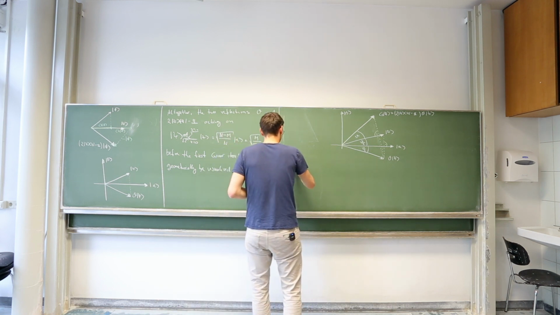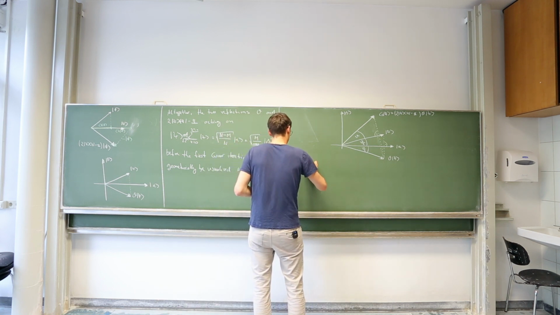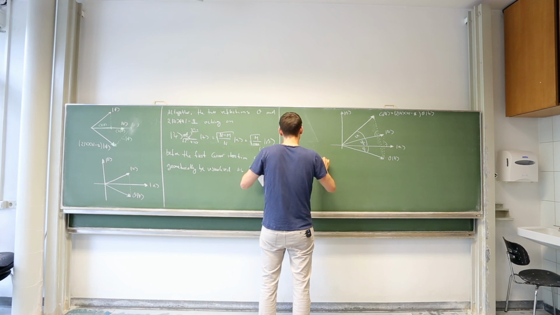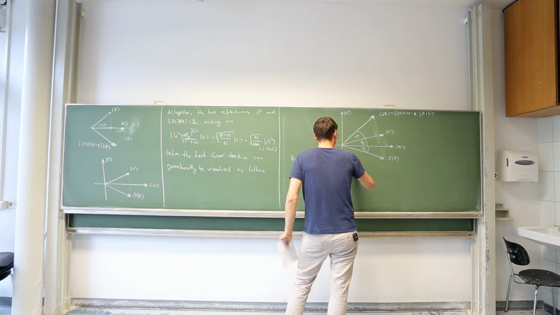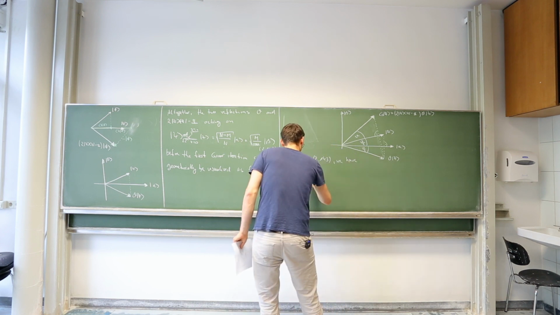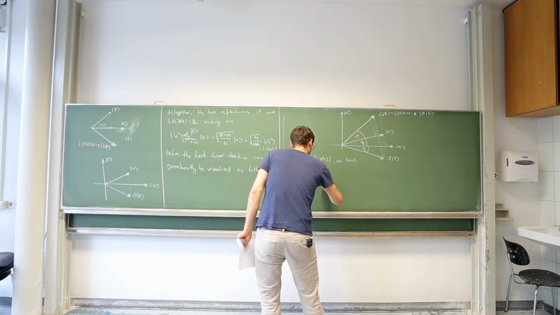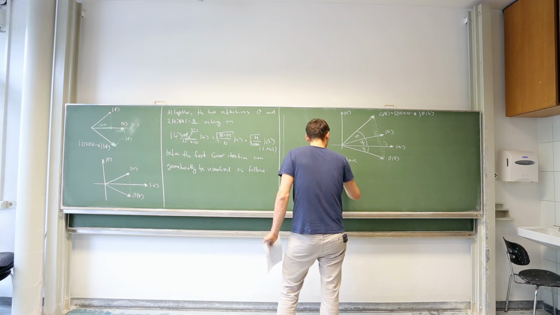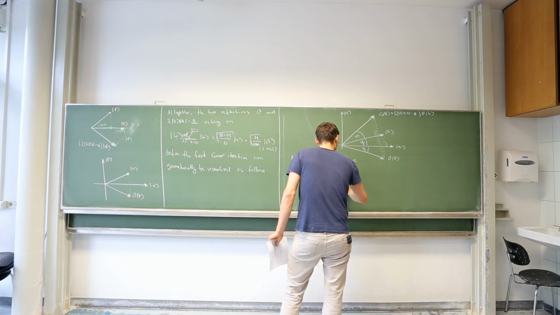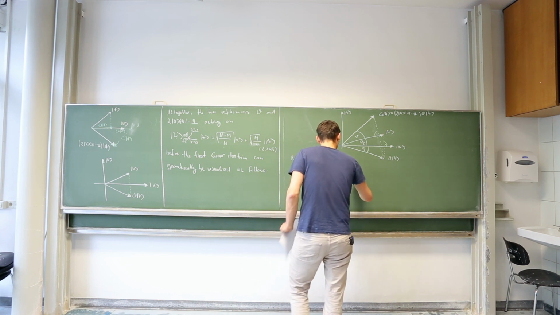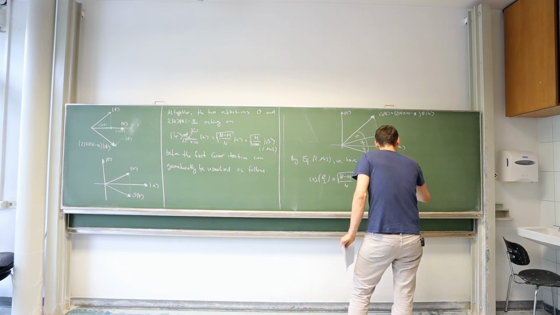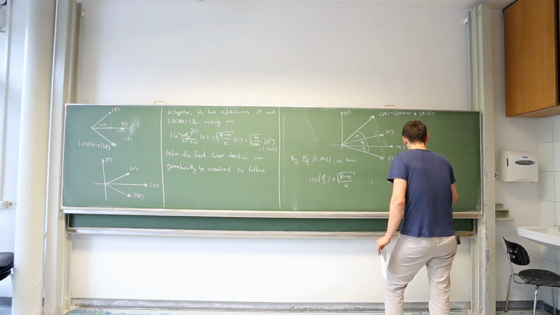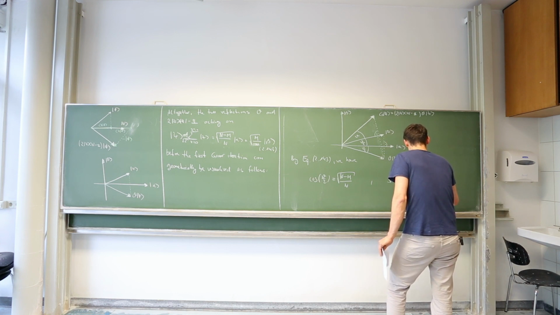So by equation 143, we have that the cosinus of theta half is square root of n minus m divided by n, and the sinus of theta half is square root of m divided by n.